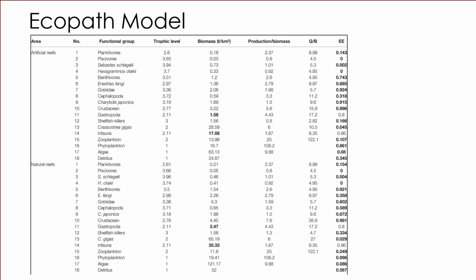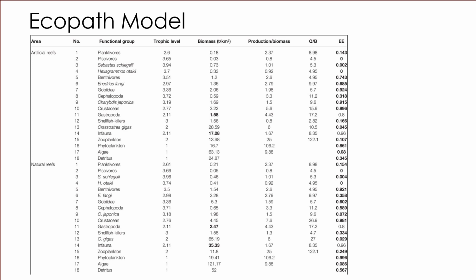Some of Zhang et al.'s findings included that artificial reefs were less mature than natural reefs, with a higher total primary production to total respiration ratio. This ratio is often used to measure ecosystem maturity, with the ratio closer to 1 indicating a greater maturity. A large ratio usually indicates an immature system, with a lot of the primary producer biomass not being fully utilized.